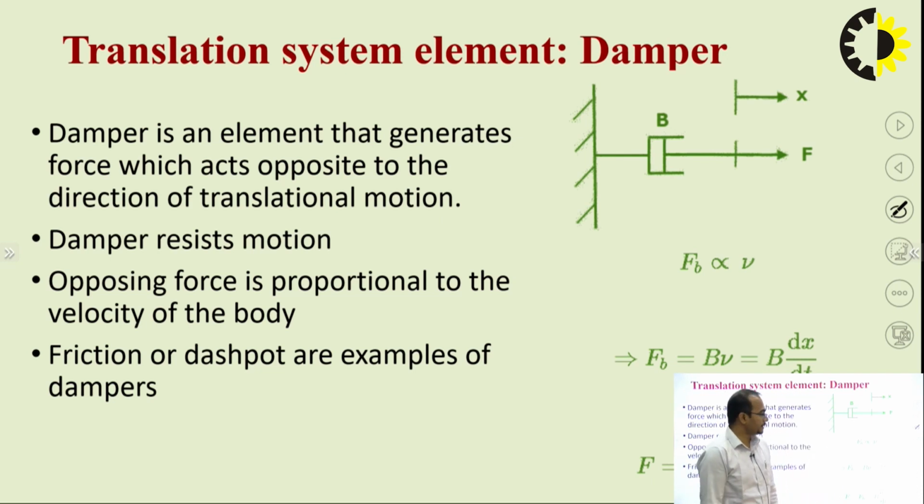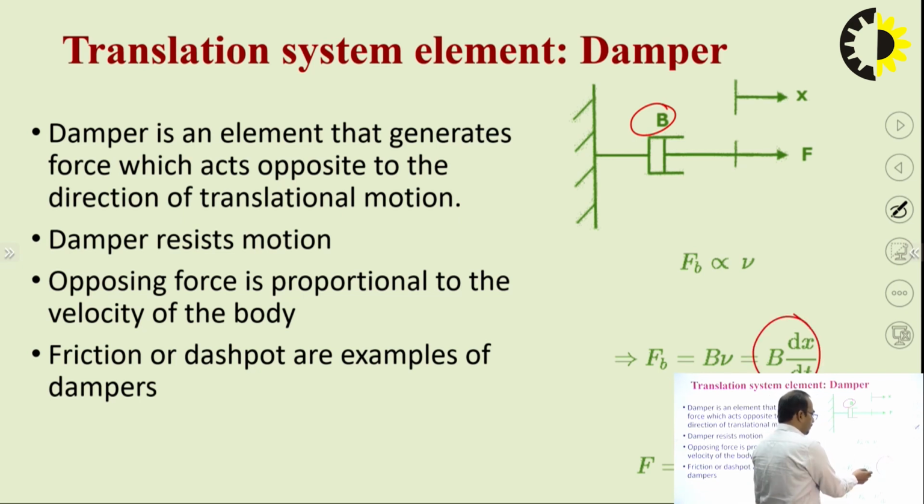Damping element: F is equal to B, the damping coefficient, times dx by dt. So force is equal to B into dx by dt, or force is equal to B into V.